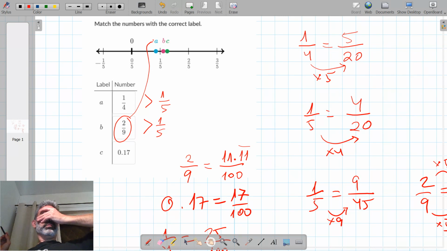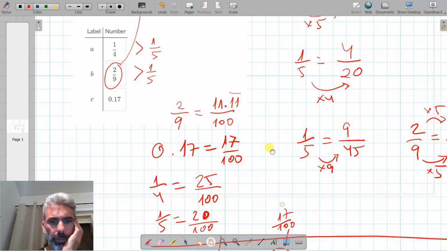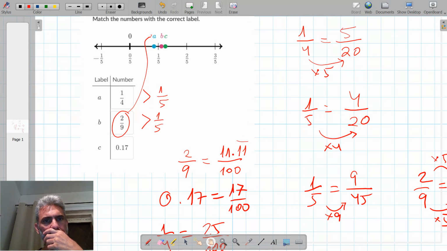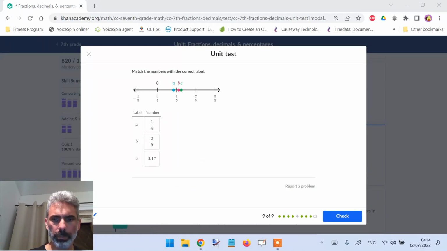Wow. Something is wrong here. One fifth is 20 hundredths. Okay, let me open a new page.